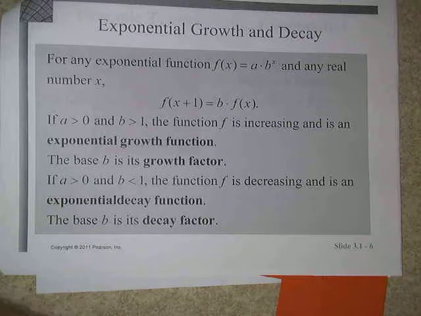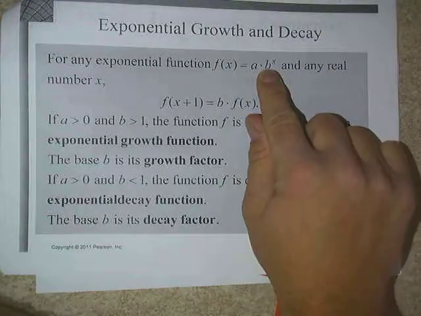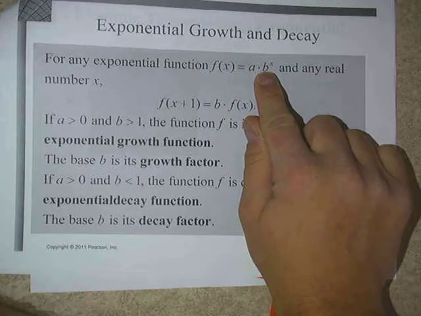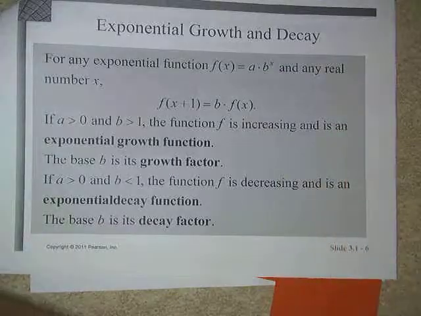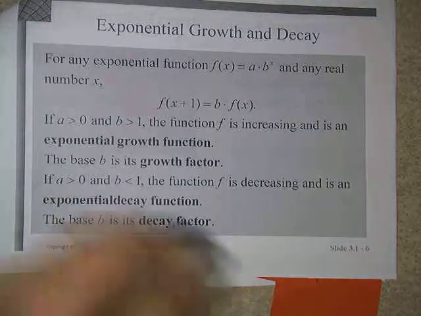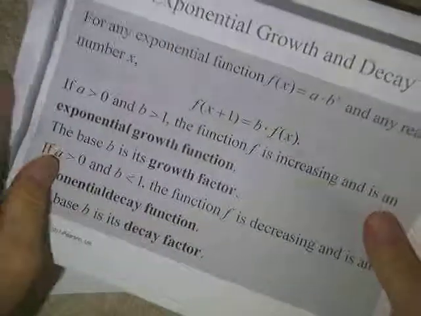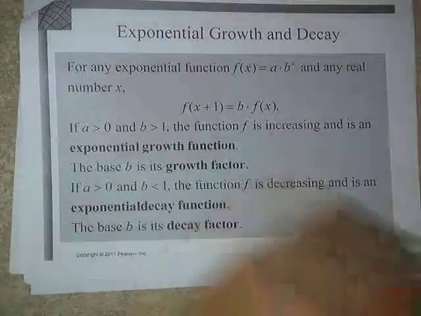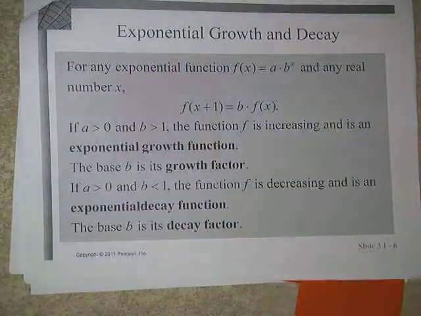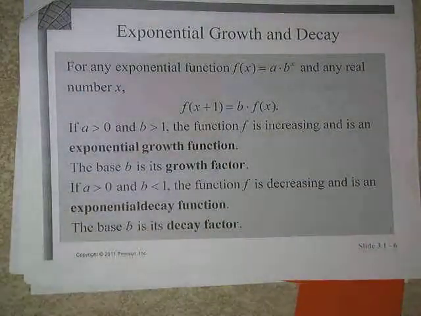Now, if we have a greater than 0 and b less than 1, then we know that this function is going to be decreasing, and we call it an exponential decay function, and b is what we call the decay factor. So if we were to have a number in here like 1/2, or 3/4, something less than 1, then we would expect that we would get a decay function when we draw its graph.